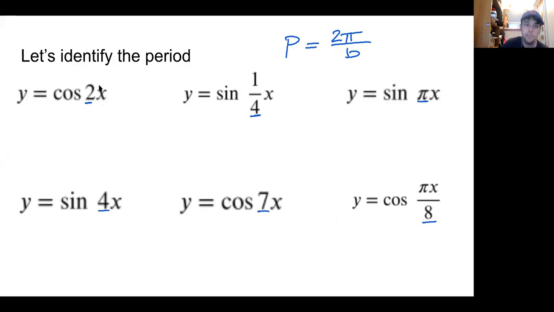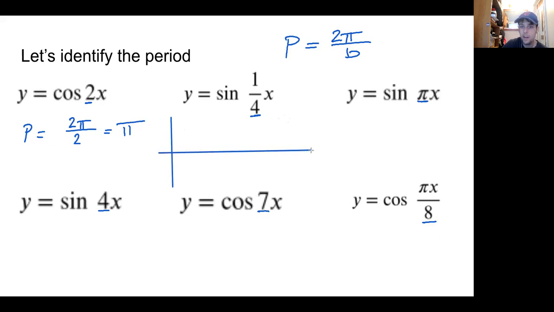So our first one, we have b is 2, so pretty simple. 2 pi divided by 2. So we get a period of pi. So when we have a period that is different than our standard 2 pi, we really need to think about how that is going to cause the scaling of our x-axis to be different, right? We're not going to be going all the way out to 2 pi anymore. We're only going to be going out to pi. Our graph is going to complete 1 full cycle between 0 and pi.